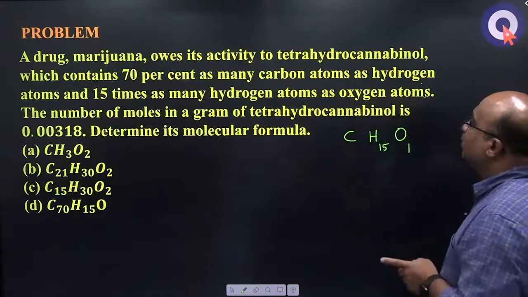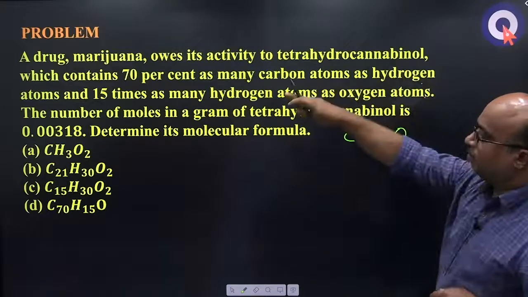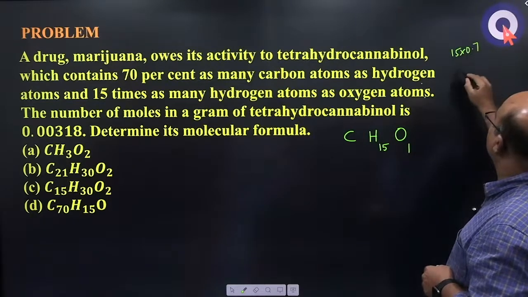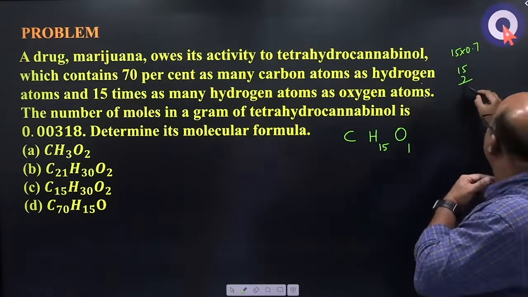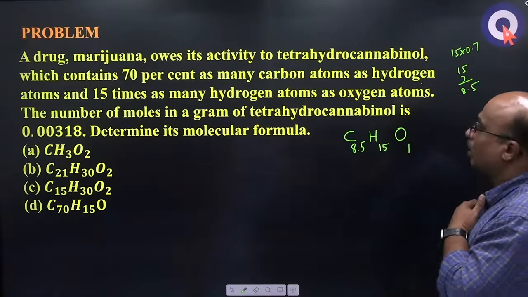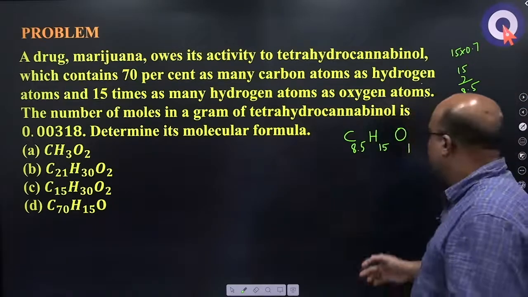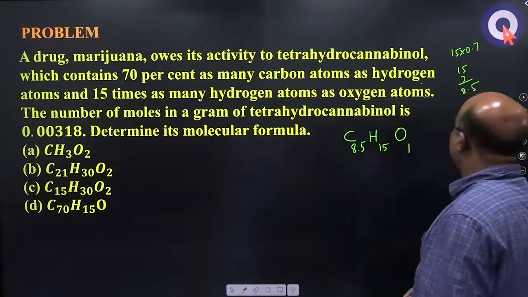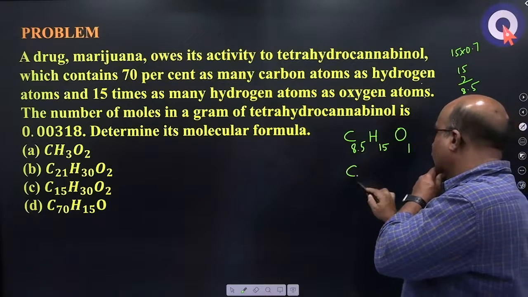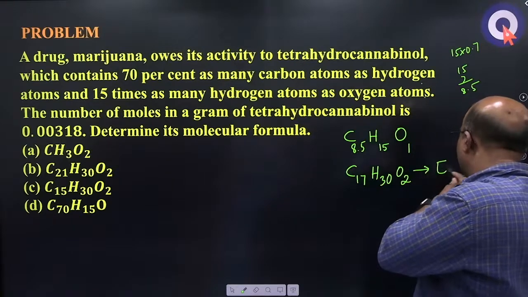Then carbon atoms is 70% of hydrogen. So what is 70% of this 15? 15 into 0.7, 15 sevens, so it will be 35, 8.5. You can take it as 8.5, no problem. This is the formula you can represent. Otherwise, if you want to write the simplest formula, this 8.5 is nothing but 17 by 2. So it will be C17 H30 O2, which will actually be the empirical formula.